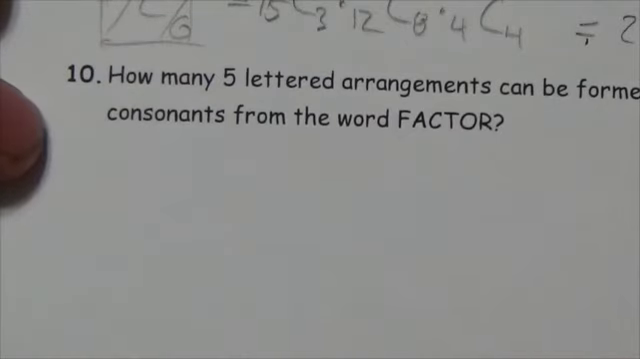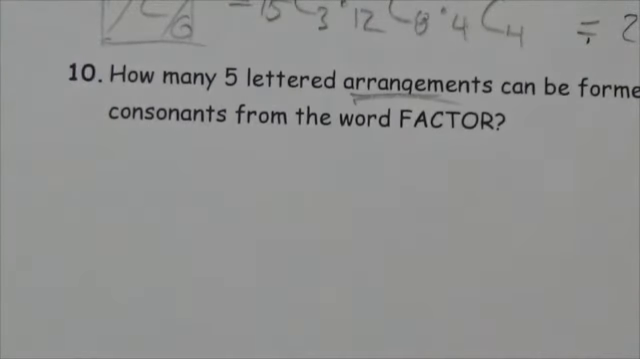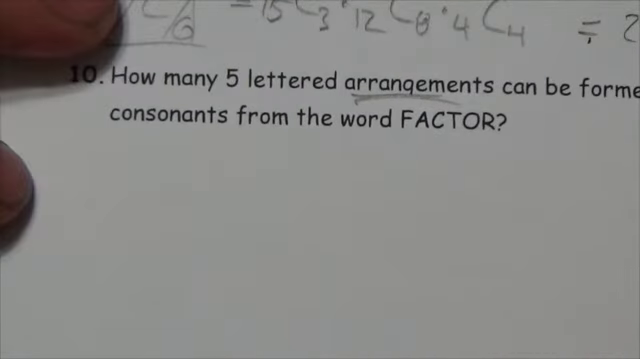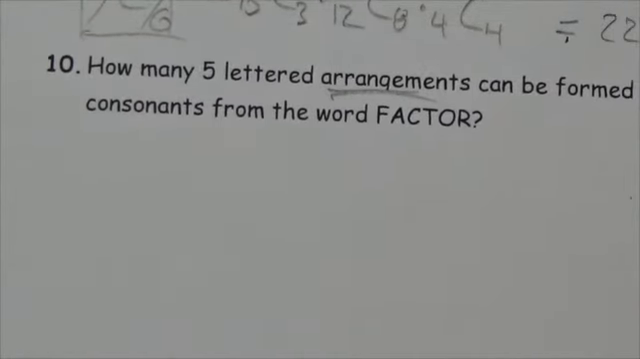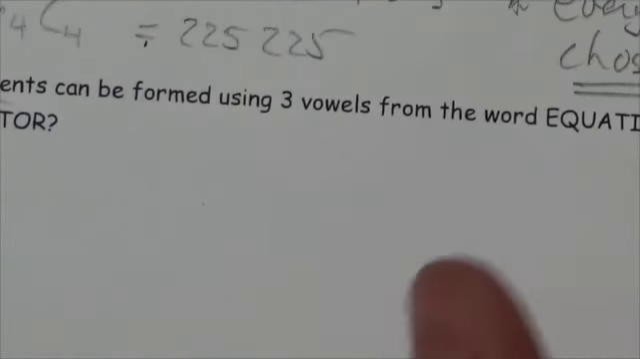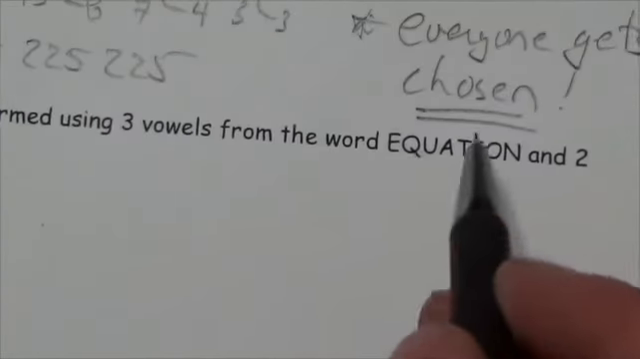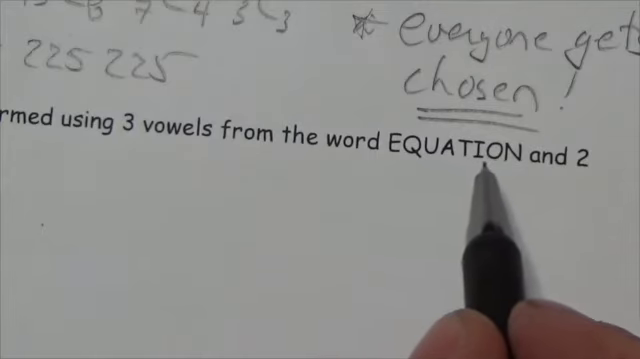Is order important? When you're talking about arrangements of letters, well, yeah. If you're building a word, the order that the letters come in is significant. You change the order of the letters, you change the word. So yeah, order is important here. So this really looks like a permutation. So we're looking for 3 vowels from equation. Well, equation has 1, 2, 3, 4, 5.